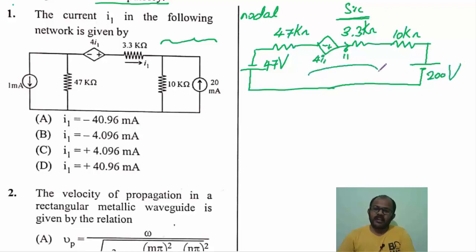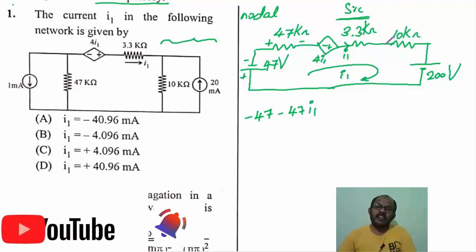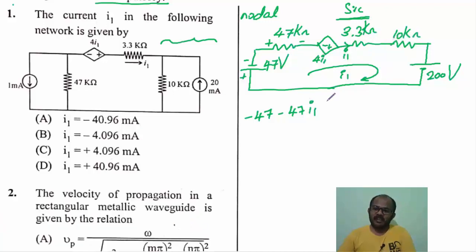So you need to calculate the current, that is I1. Let me make use of KVL. If I am moving from plus to minus, I will assume it as a voltage drop. If I am moving from minus to plus, I will assume it as a voltage rise. So starting, it is minus 47 minus 47 times I1. Now, each and every resistor is in the order of kilo ohms, so whatever current I get will be in the order of milliamperes, right?